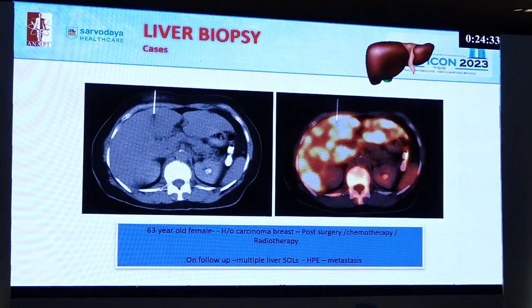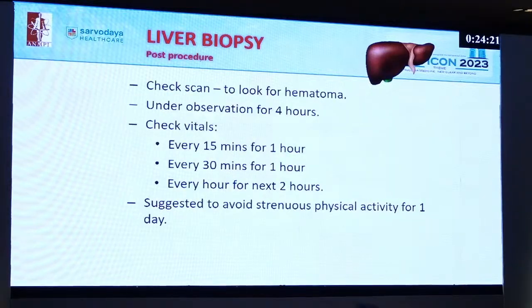The next case is a 63-year-old female with carcinoma of the breast, post-surgery, chemotherapy and radiotherapy. On follow-up, there were multiple SOLs, and we targeted the FDG avid site, and that turned out to be metastatic carcinoma.